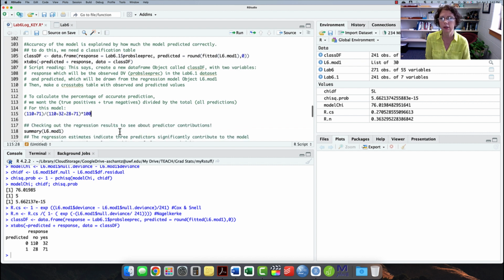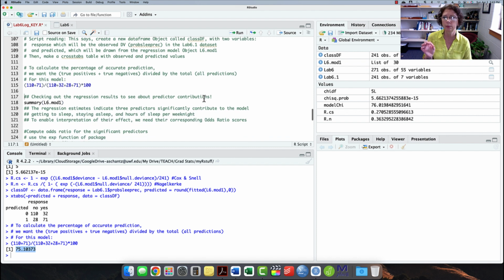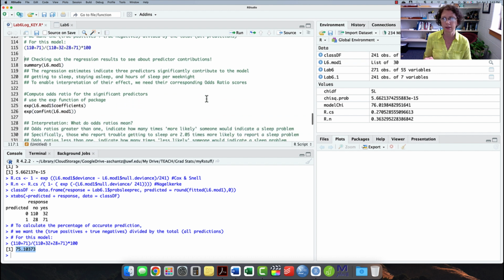So we're basically using R as a big old calculator again. We run this, and we have 75.1% of the time the model was accurate. And that's another way that we communicate to the reader, how good is this model anyway? Well, it's 75.1% accurate. So now that we have gotten some information for reporting how good the model is, like the goodness of fit, we're going to now go into talking about the predictors themselves.